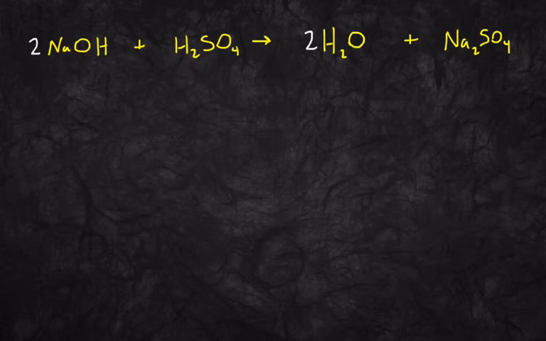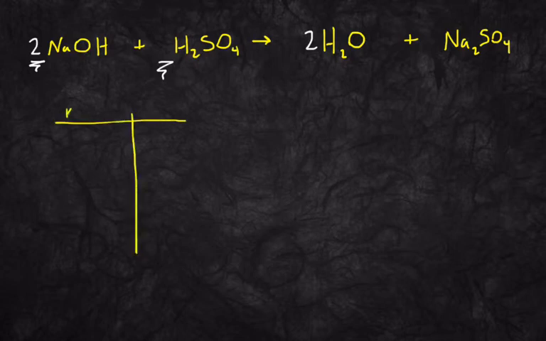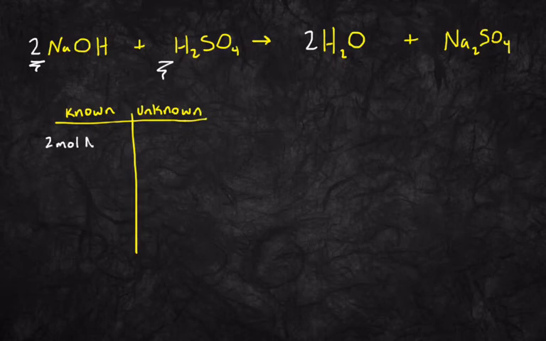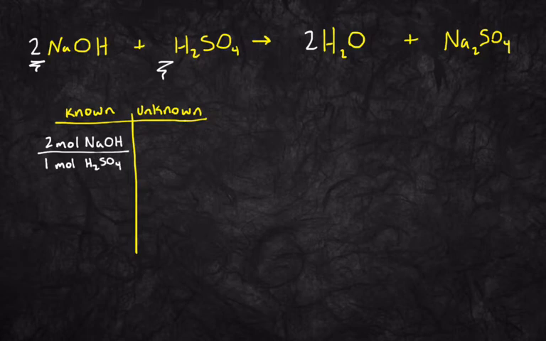So I need 2 moles of NaOH for every 1 mole of H2SO4. There's that 2 mole, and there's no coefficient in front of the H2SO4, so we just assume it's 1. So there's a 2 mole to 1 mole molar ratio. Let's start making a known and unknown table of what we know and what we don't know. Let's write down that molar ratio for the 2 species that we care about.